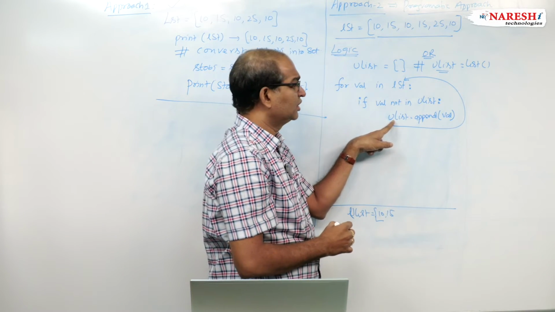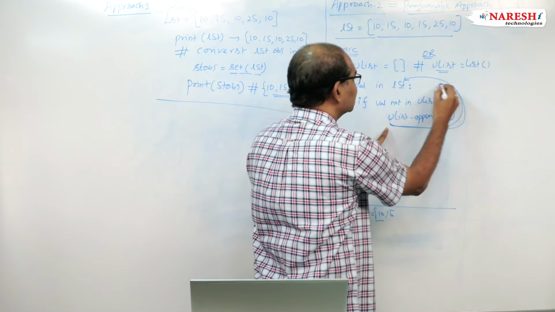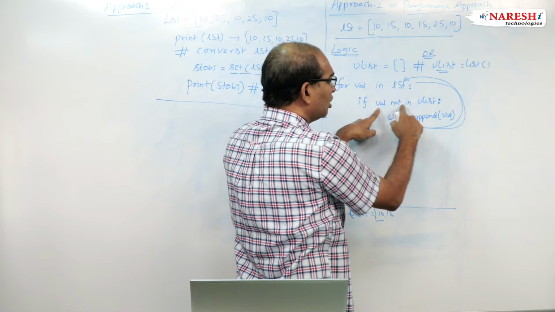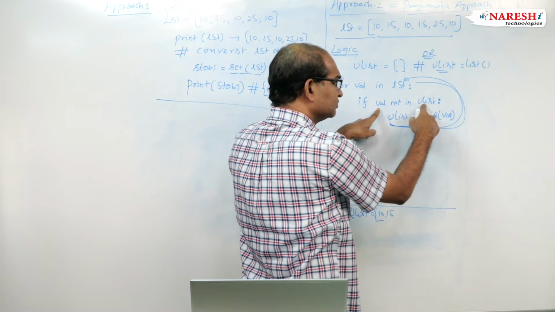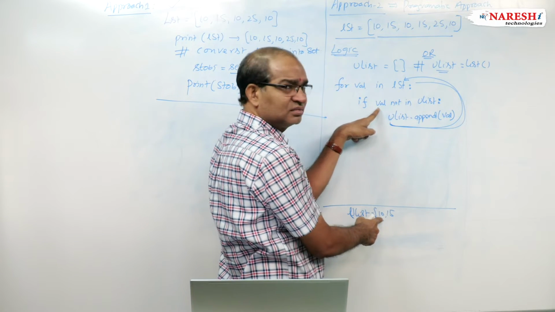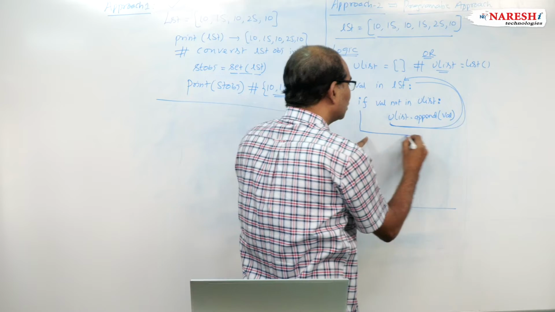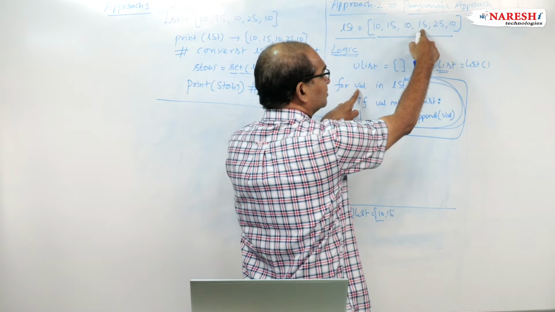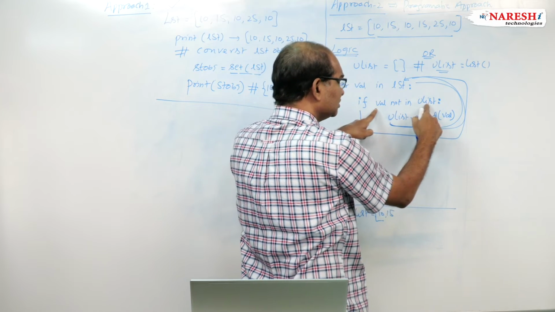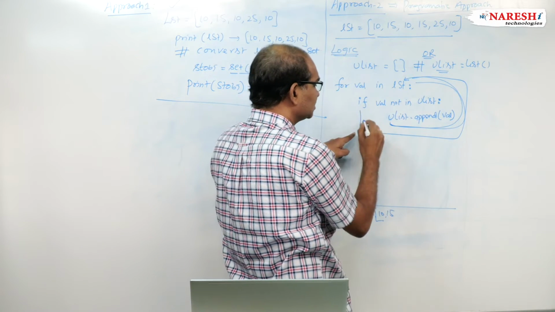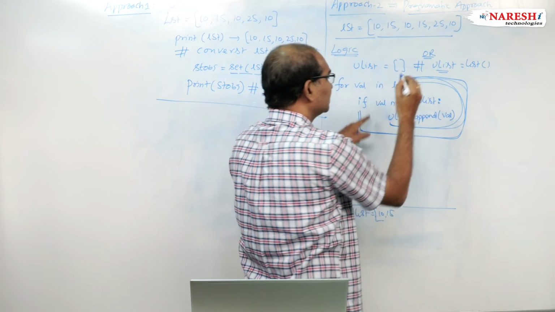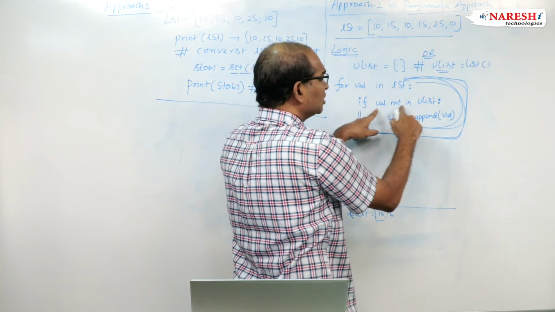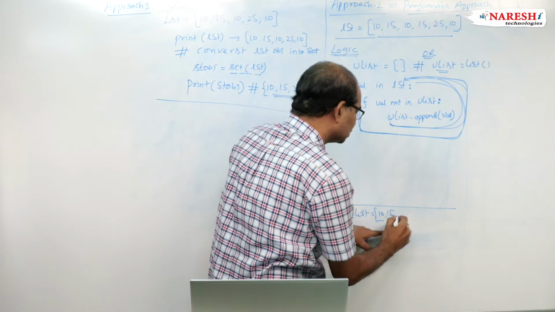Next time it goes to the loop. What is the value again? 10 is coming. 10 not in uList? False, because it is already there. So it won't be appended. It goes to the loop again. What is the value? 15. 15 not in uList? False, 15 is already there. It goes to the loop again. What is the value? 25. 25 not in uList? Yes, so 25 is added.